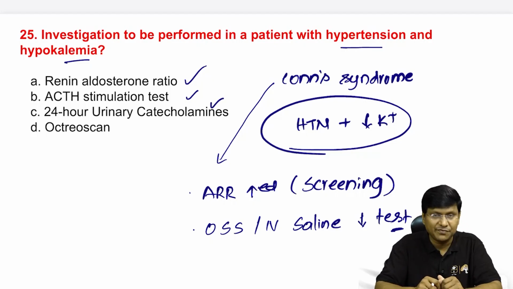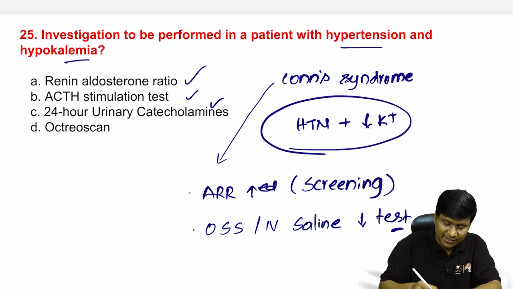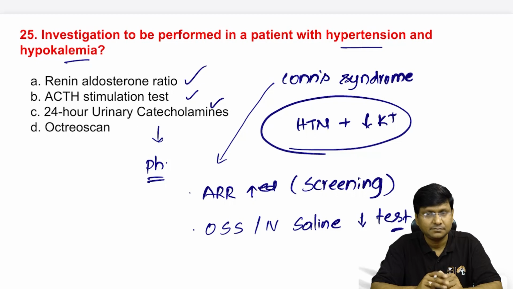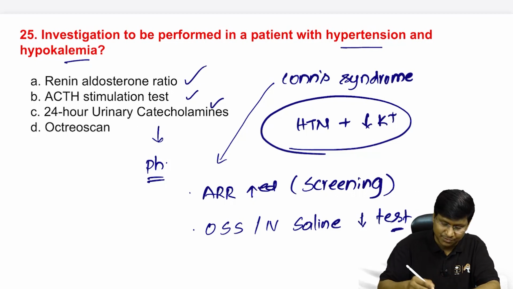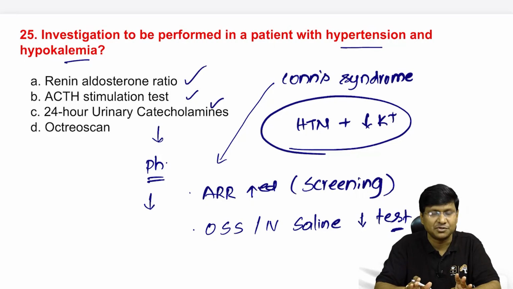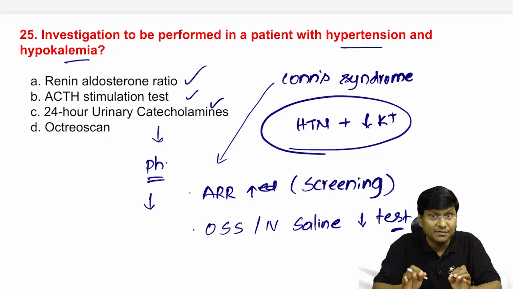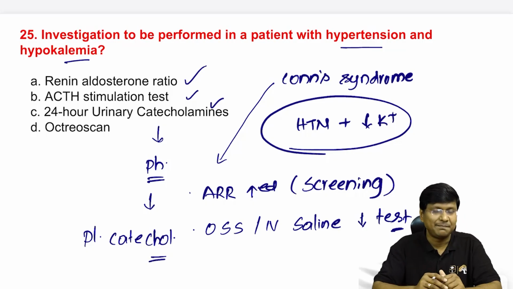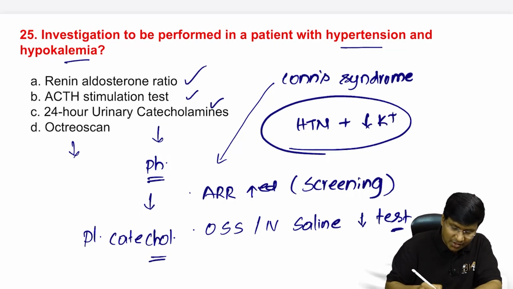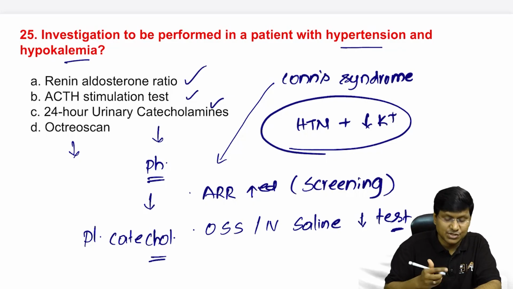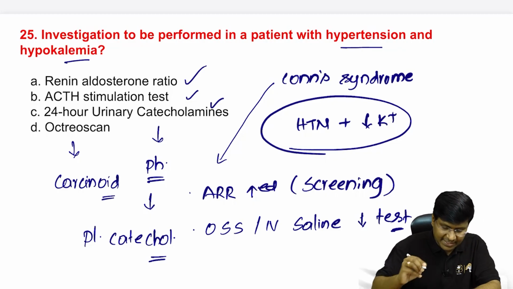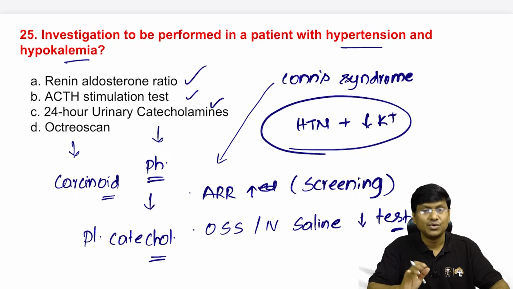Whereas 24-hour urinary catecholamines are used in the diagnosis of pheochromocytoma. That is a screening test in case of pheochromocytoma. To confirm the diagnosis, you estimate the plasma catecholamine levels. Whereas the octreotide scan is used for the diagnosis of carcinoid syndrome.